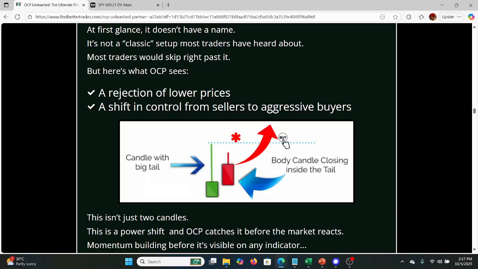So I thought I'd do another video on the OCP, or optimal candle positioning, indicator system, this leading indicator system that I talked about yesterday. Since I did the video, I've had so many people reach out to me and ask me more about it. I don't think I made it very clear in the first video exactly what the indicator is and why it's a leading indicator and not a lagging indicator.